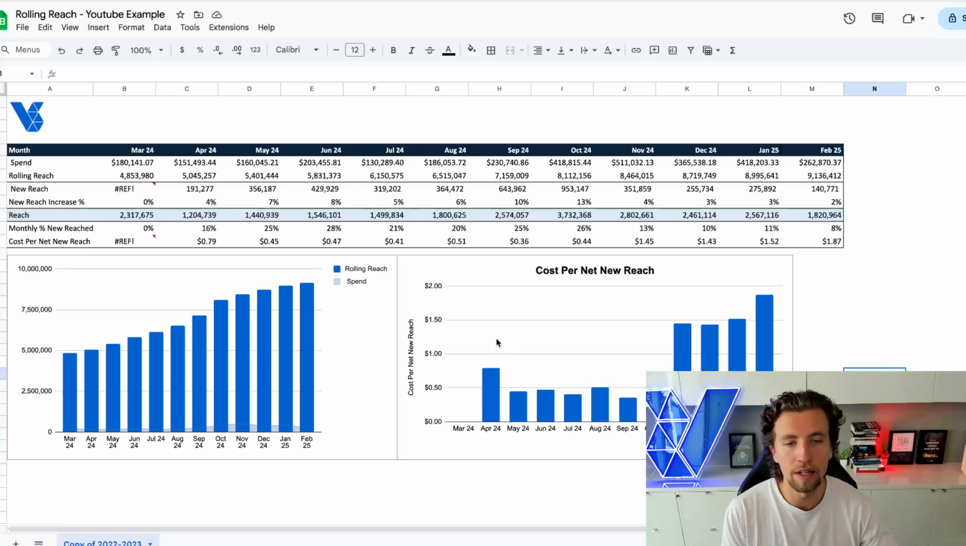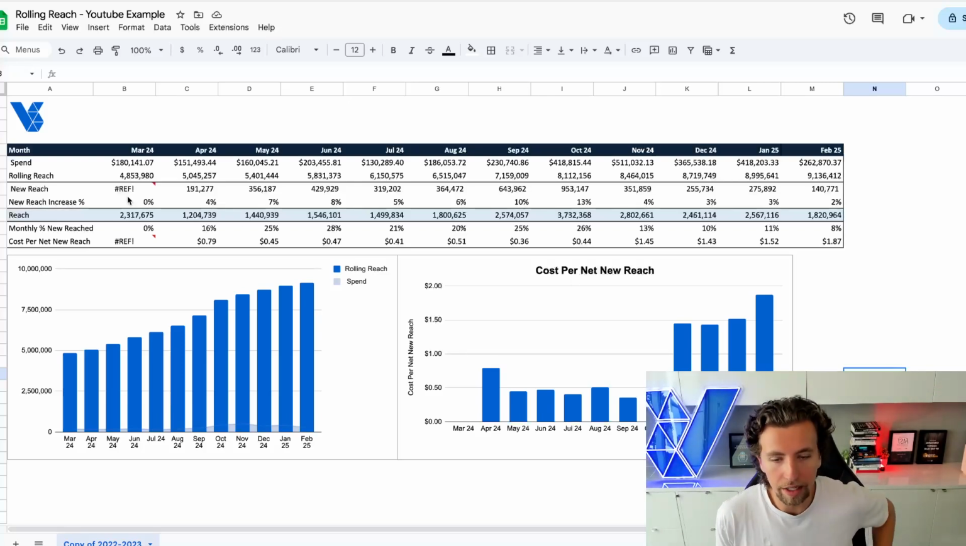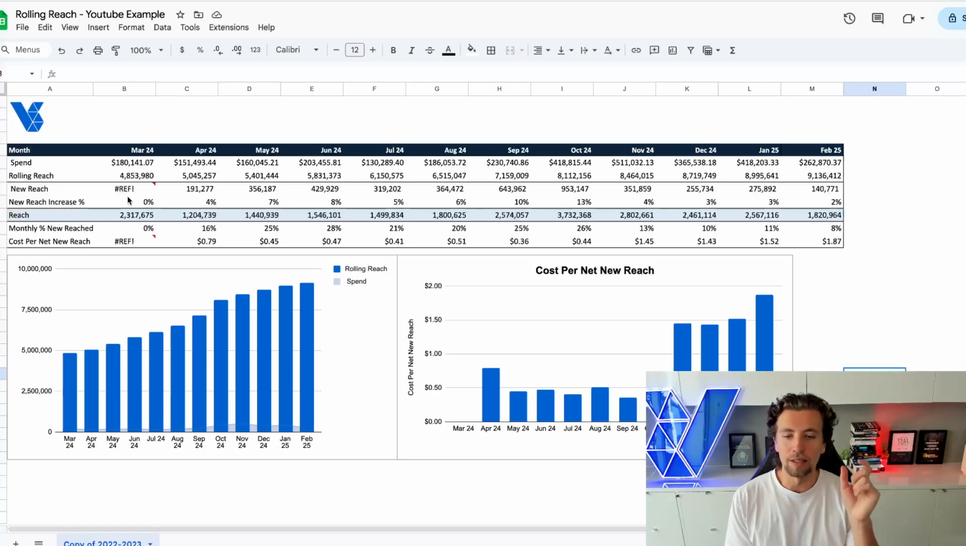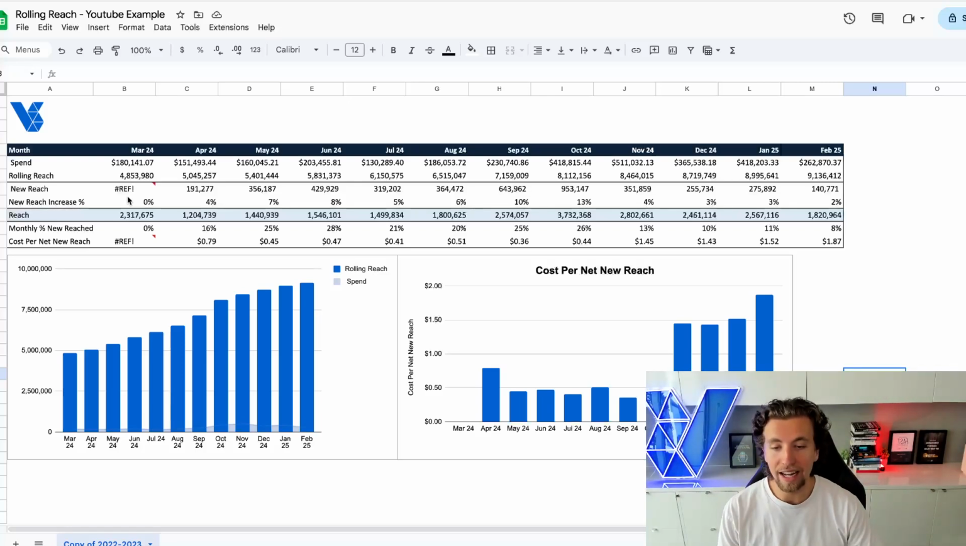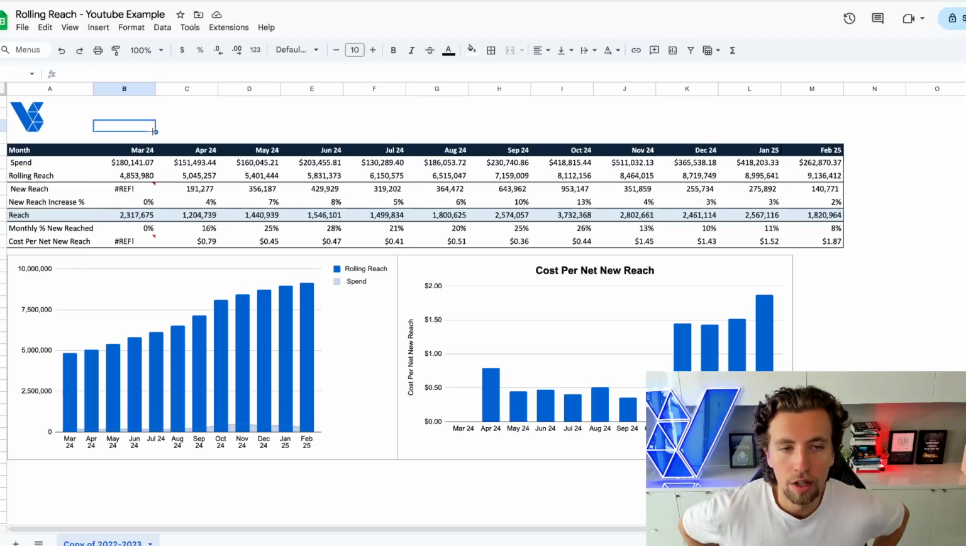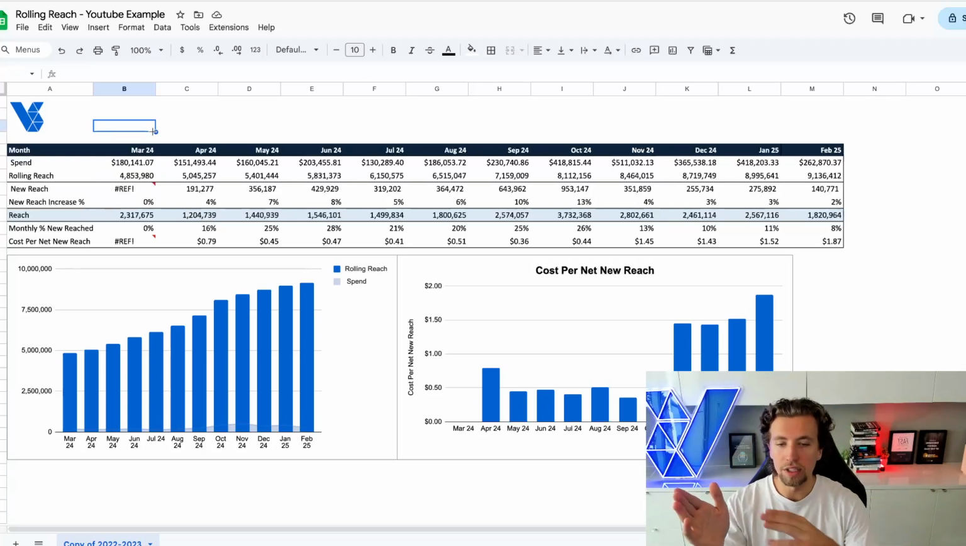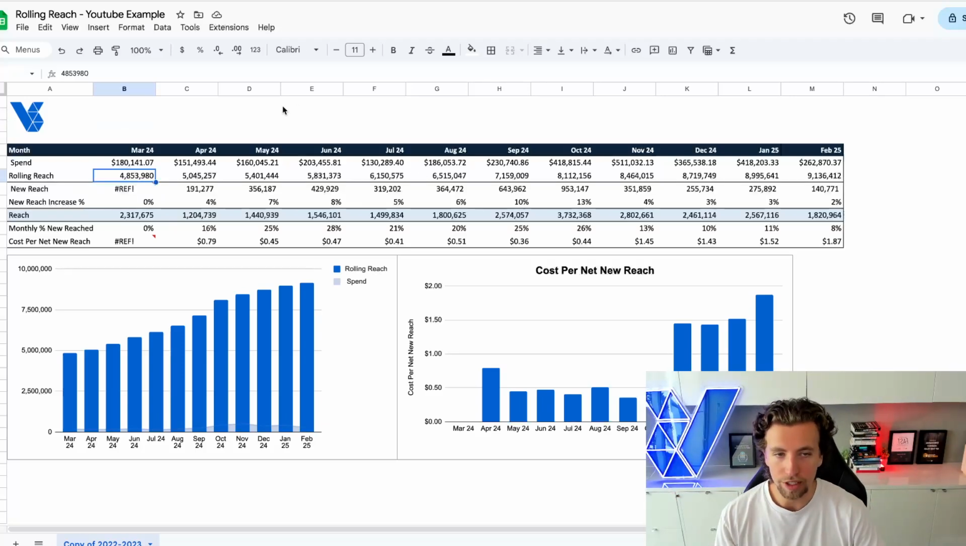Now, the concept here, for those that have never heard of rolling reach before, is that you go into your ad account and you click maximum within the reports or just within the ad campaign dashboard. And you want to look at the maximum amount of reach within the account up to a specific date. And so for this account, they were started in early 2022. So you go to the very first day the ad account ever existed, and you go up to March 2024, and you grab that reach number.